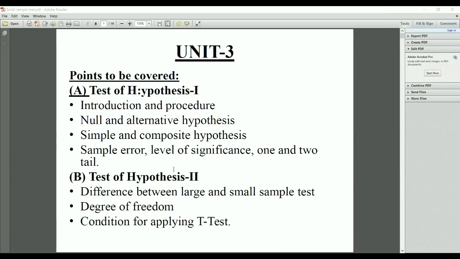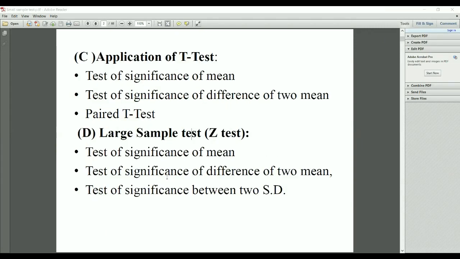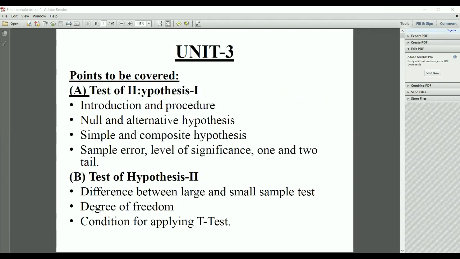So what is the hypothesis? Today's lecture is on hypothesis testing in the normal distribution and Poisson distribution. Whenever we are going to solve problems, we have to assume some hypothesis to solve the problem. So first is test of hypothesis one.